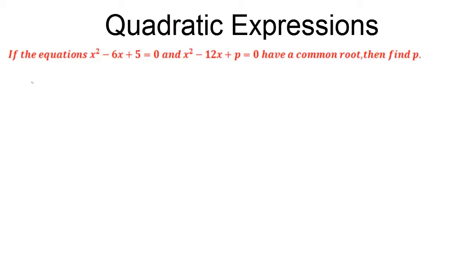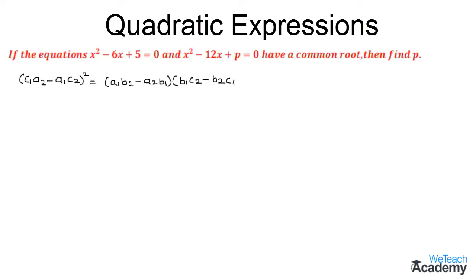In our previous video we learned that the condition for two quadratic expressions to have a common root is given by (c1a2 minus a1c2) whole square is equal to (a1b2 minus a2b1) into (b1c2 minus b2c1). If we substitute the values here, we can find the value of p. There is also another method to find the value of p, so let me explain this concept by solving the equations with another method.